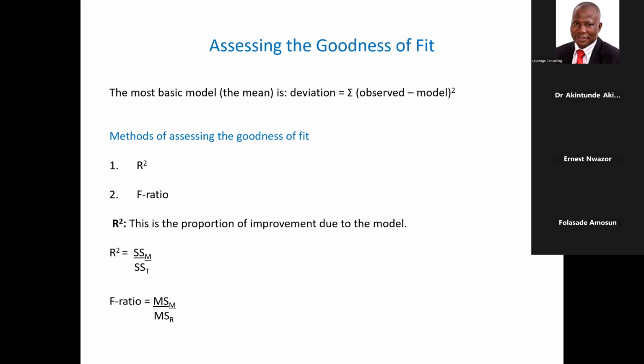So the second one is the F ratio. Remember, we talked about ANOVA. I told you that ANOVA and regression is the same thing. You remember in our F ratio, where we say the variance between divided by the variance within, which is the F ratio. It's the same thing here in a different way. So the R square is the proportion of improvement due to the model. I will explain it.